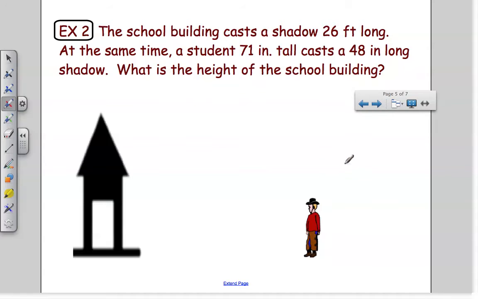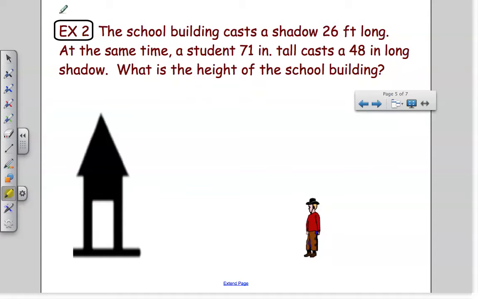So in this example, the school building casts a shadow 26 feet long. At the same time, and this is how you know the sun is at the same angle, a student 71 inches tall casts a 48-inch long shadow. What's the height of the school building?